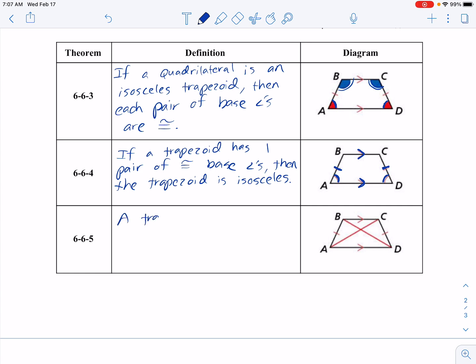A trapezoid is isosceles only if its diagonals are congruent.